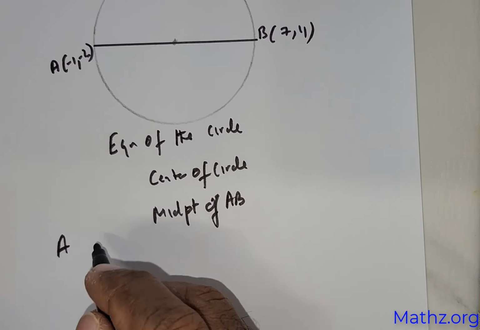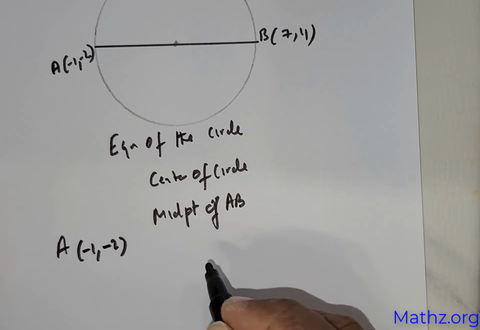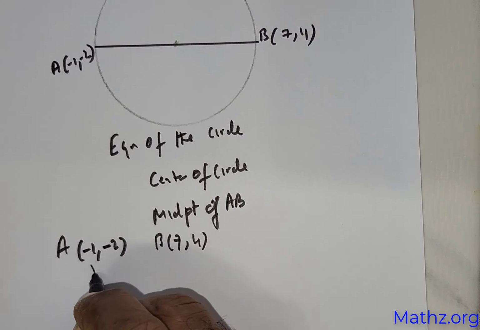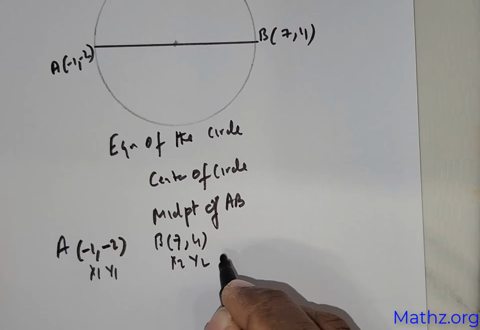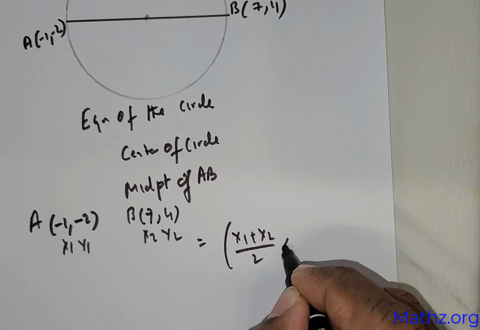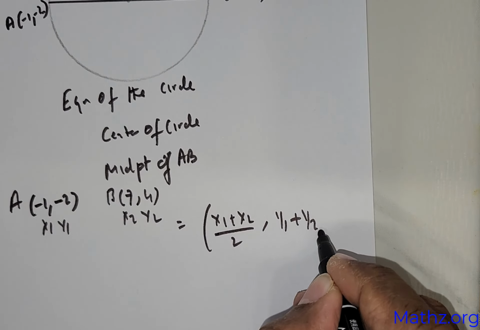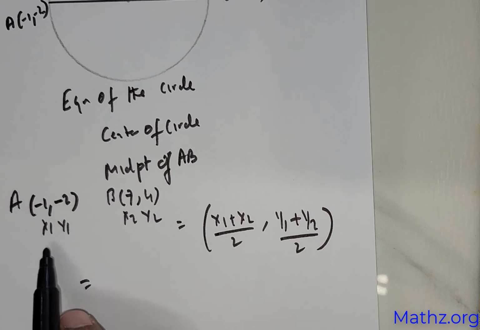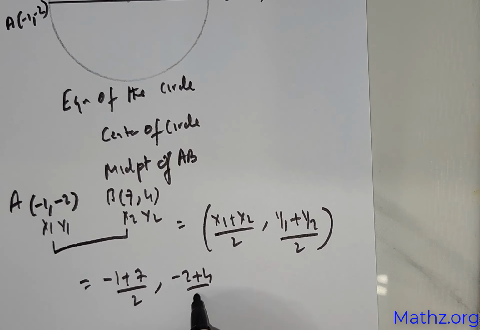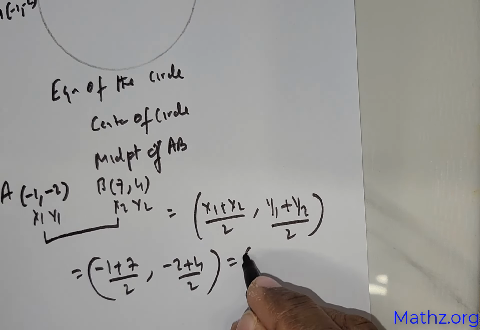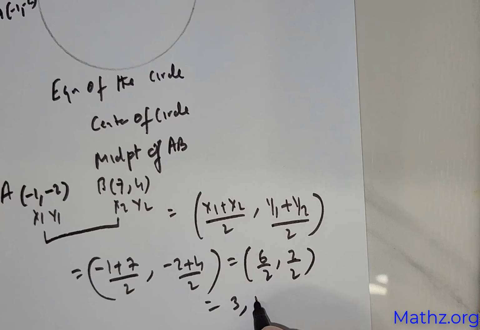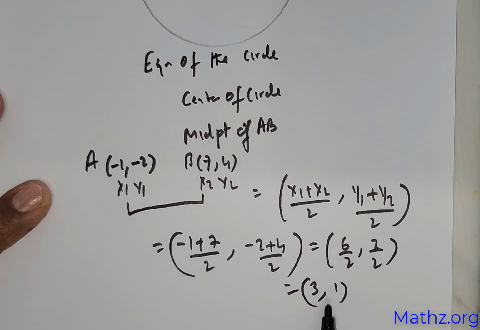So my A is (-1, -2). My B is (7, 4). I take these points as (x1, y1) and (x2, y2). So the midpoint formula is ((x1 + x2)/2, (y1 + y2)/2). So this goes with this: (-1 + 7, -2 + 4) divided by 2. This is 6 over 2 and this is 2 over 2. This would give me (3, 1). So I've got the center.